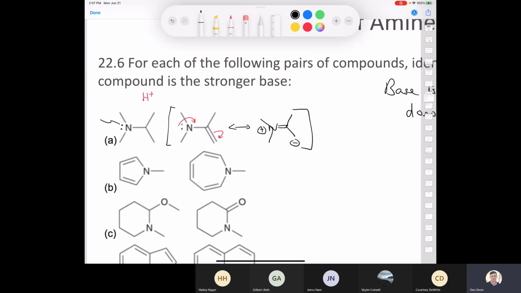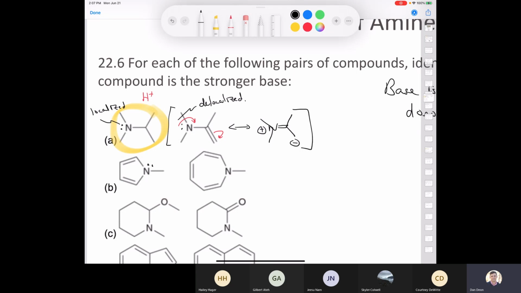And so since this pair is localized, but this one is delocalized, that means that the answer is going to be this one here. Okay, let's try another one before we take a break.